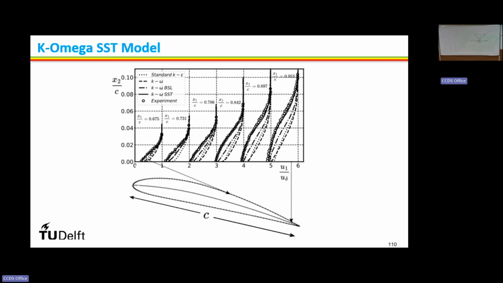So this is a NACA aerofoil. Over the aerofoil, the flow separation is happening. The BSL, the baseline model, this is a standard K epsilon model, this is only the Wilcox K omega model. When the DNS data was evaluated at different chord lengths and compared with the experimental data, the K omega SST is found to give a good matching with the DNS data, whereas the standard K epsilon and K omega fail to predict the boundary layer separation.